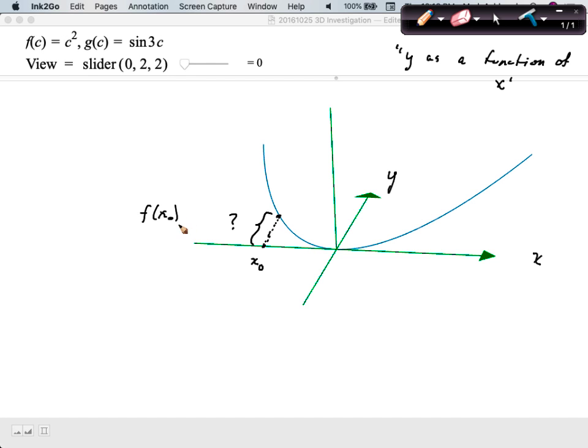What's that, Alyssa? X naught squared, right? X naught squared, because that's what f of x naught is. It's x naught squared. Any other ways? Okay, so that's just a little warm up there. So let's erase. Any questions so far? Just getting accustomed to the function here.